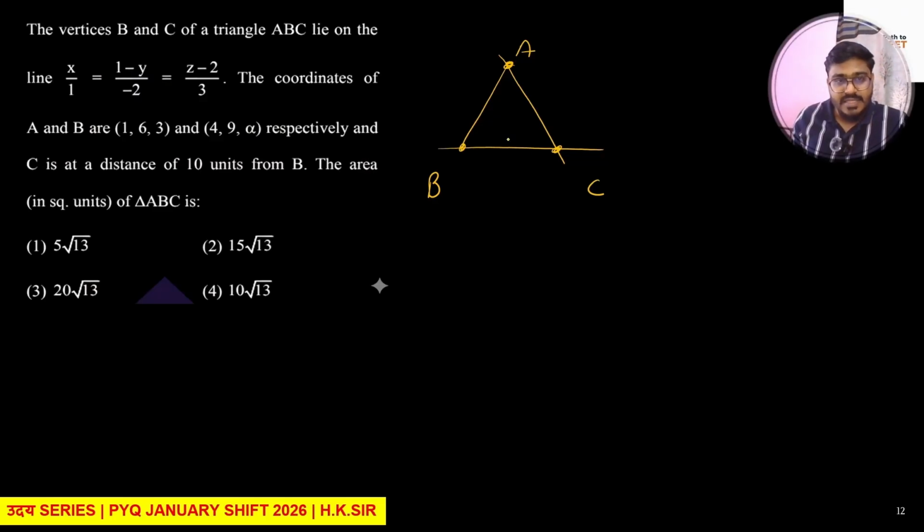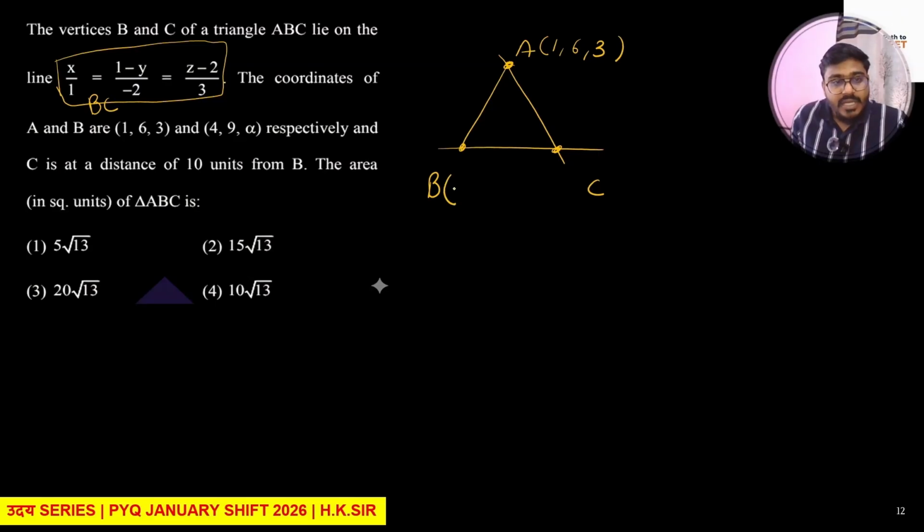So the equation of this line is given to us. This is the equation of BC. Coordinates are also given for A and B. For A it is 1, 6, 3. For point B the coordinates are 4, 9, alpha. C is at a distance of 10 units from B. This length is 10. They are asking the area of this triangle ABC.